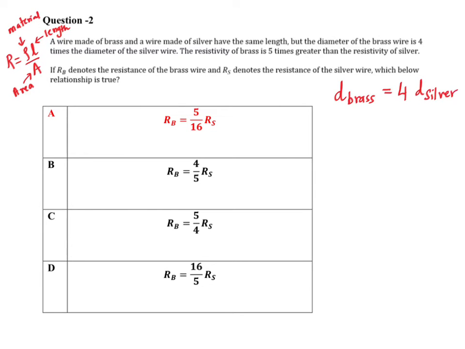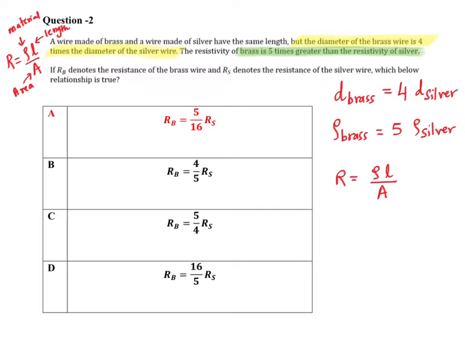Now, according to the problem, the diameter of the brass is 4 times the diameter of the silver, and also they are talking about resistivity of brass is 5 times greater than the resistivity of the silver, so we can write that in an equation format.